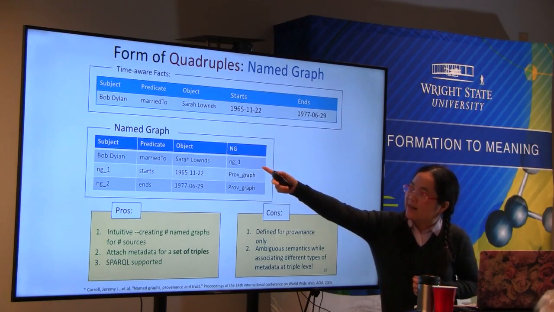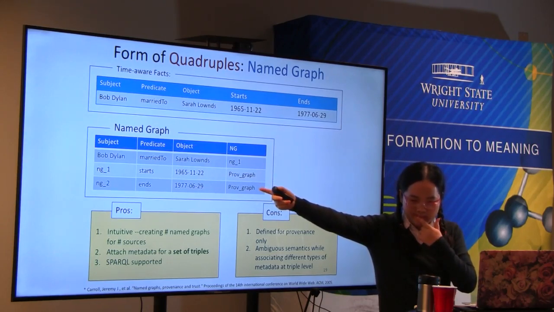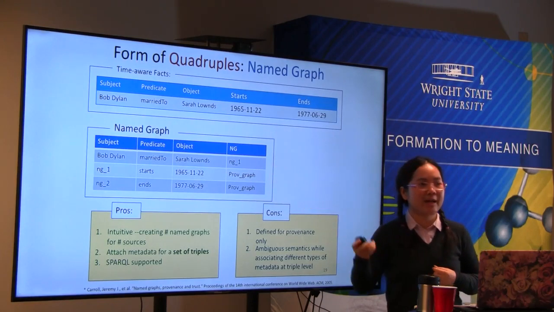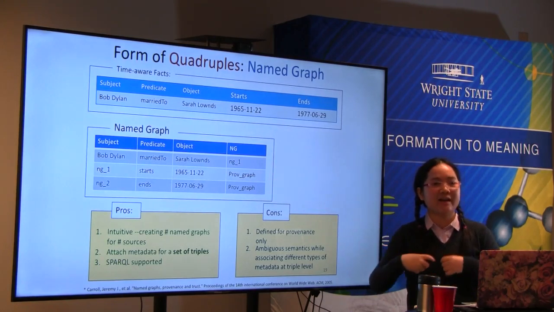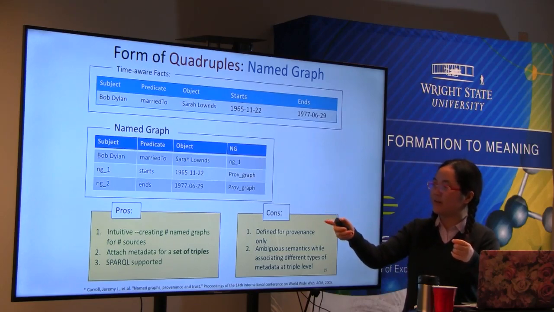You can see that this is a name graph, but we can also use it for, what is that called? The nano publication. So in that, the name graph can be unique in the way that it can represent the triple and additional information can be attached with it.